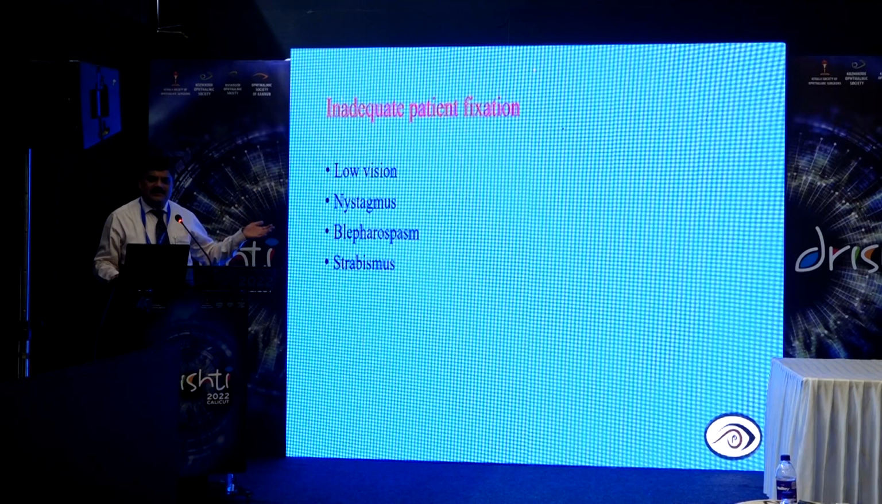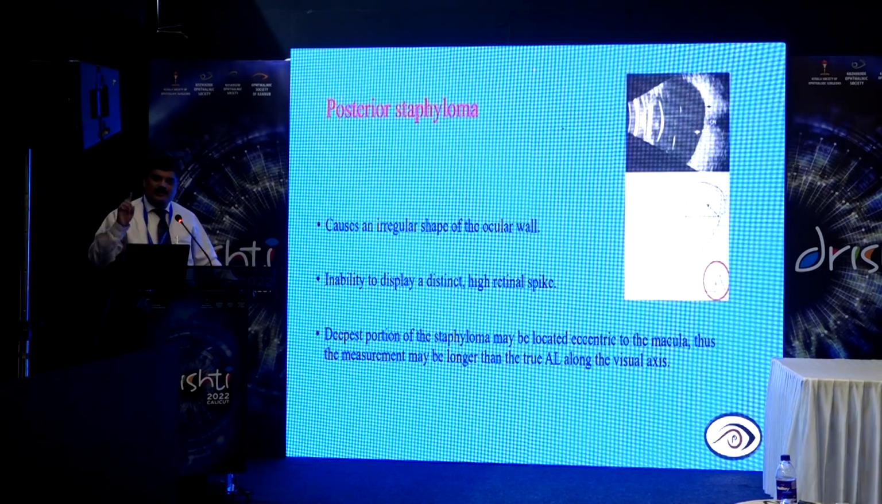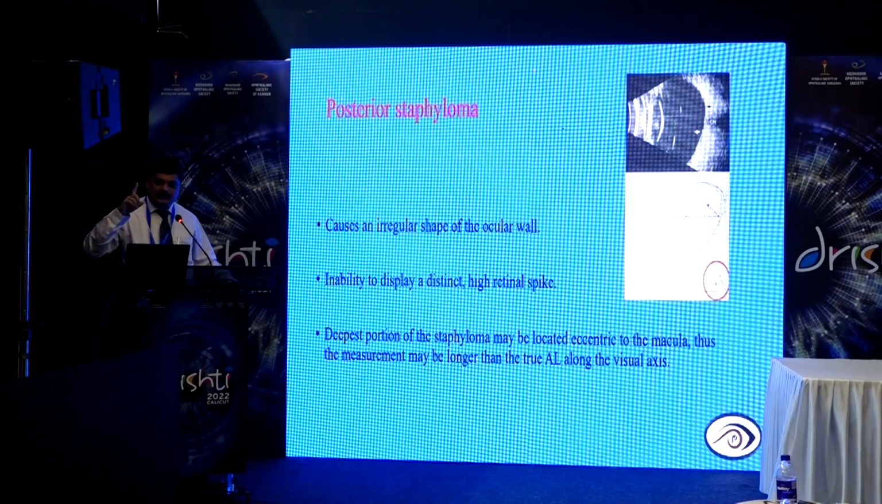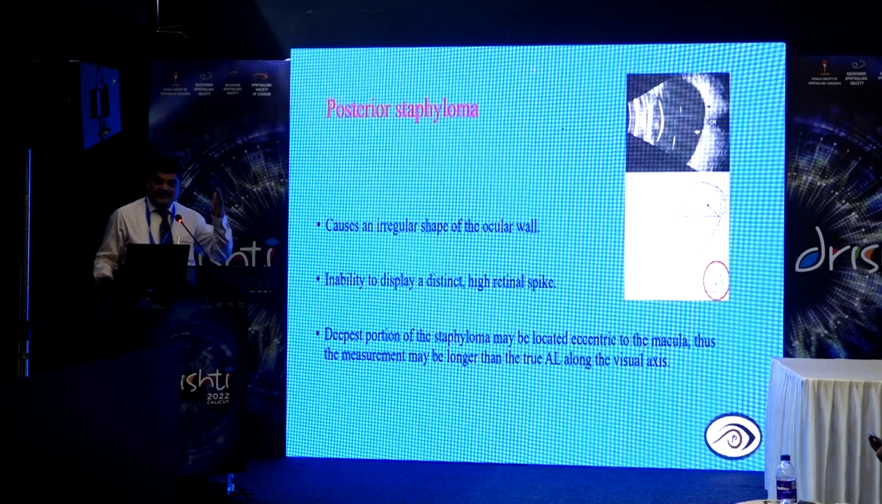These are the difficult situations when you are doing ultrasound: in the case of low vision, patients with nystagmus, blepharospasm and strabismus. So one or two points about the posterior staphyloma, because it has an irregular shape of the ocular wall. So when you are doing the scan, normally you will have a high retinal spike. The deepest portion of the staphyloma may be located eccentric to the macula. So thus the measurement may be longer than the true axial length along the visual axis. This is very, very important when you are dealing with posterior staphyloma.